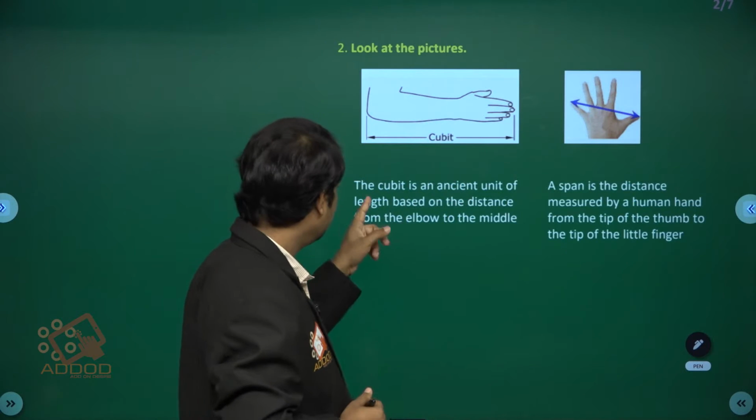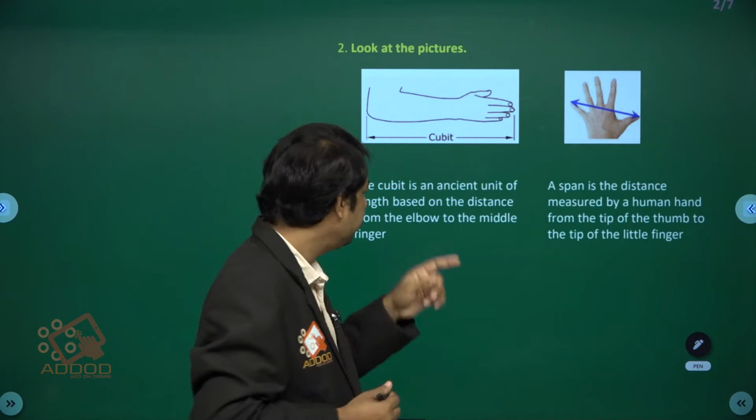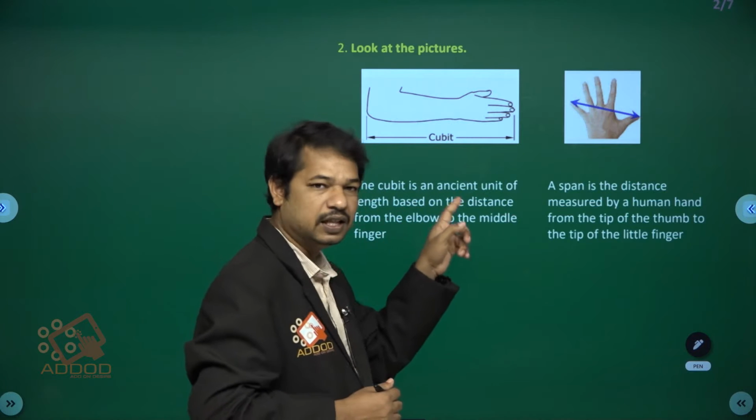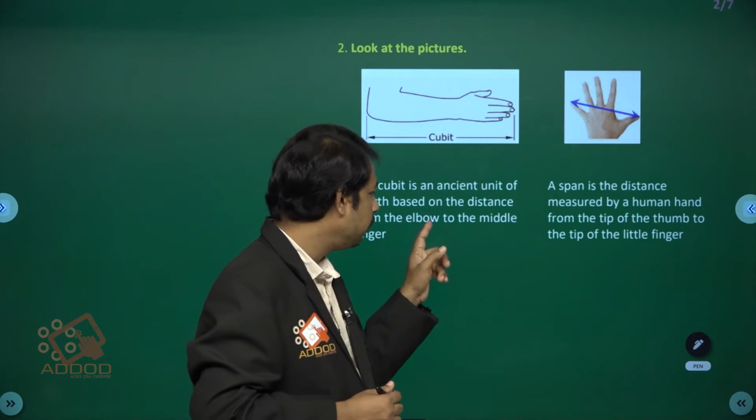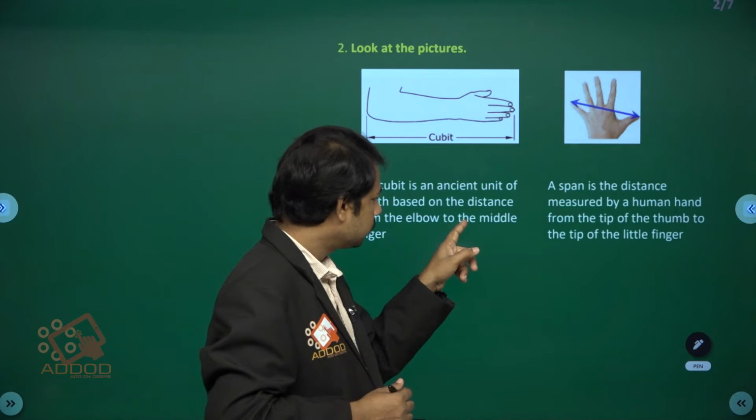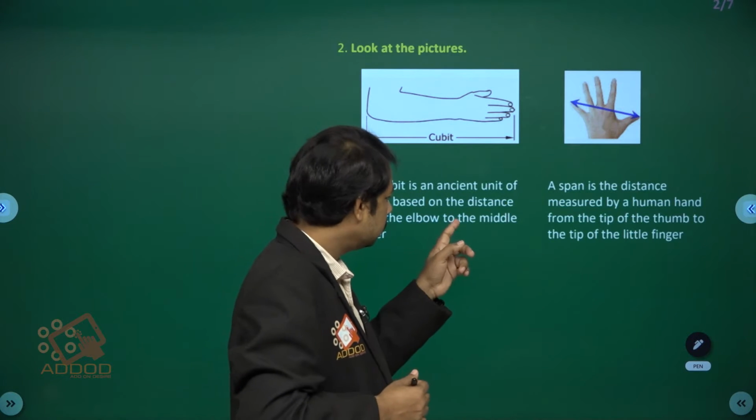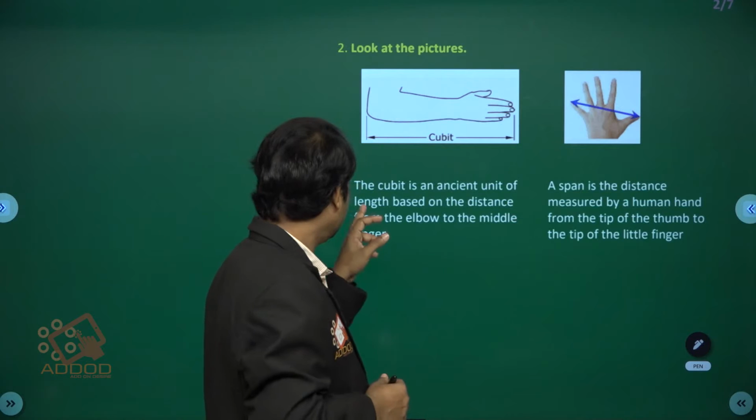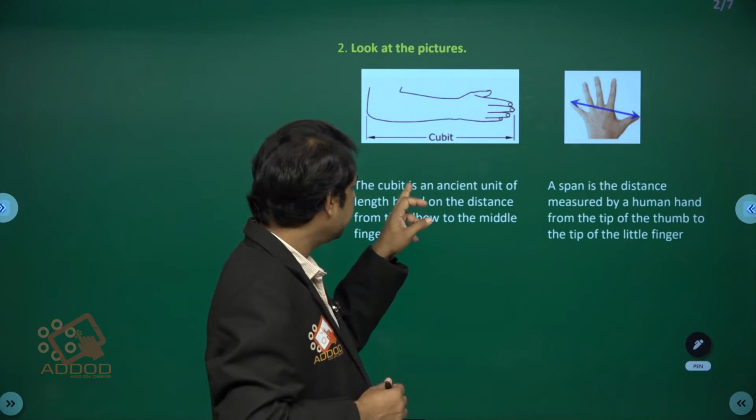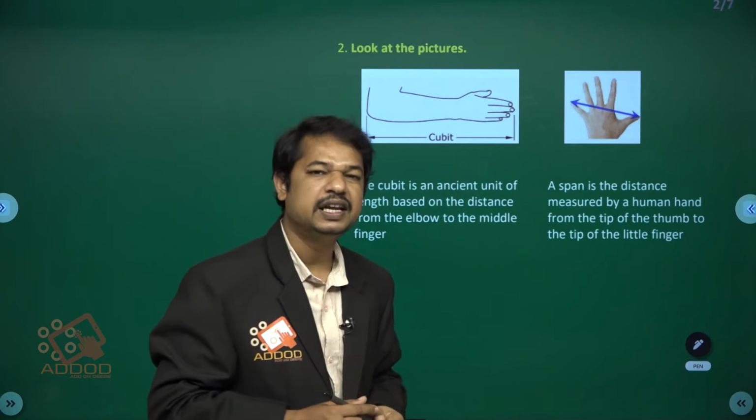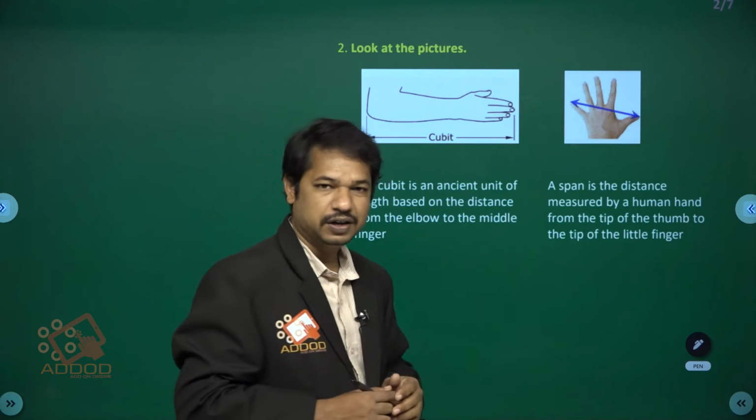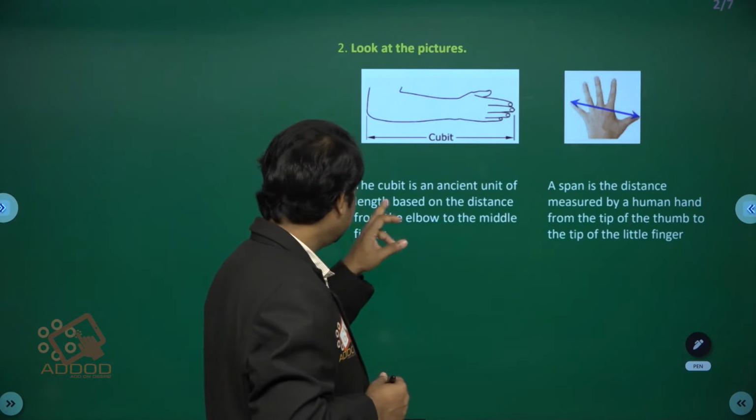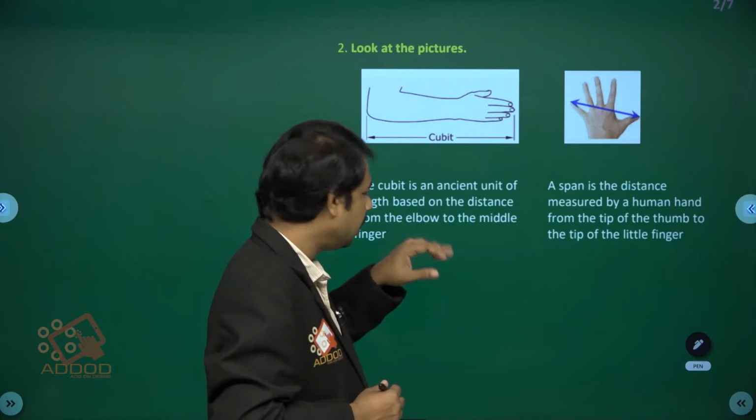look at this picture. The cubit is an ancient unit of length based on the distance from the elbow to the middle finger. See children, the cubit is an ancient unit. Ancient means oldest, very oldest, of length based on the distance from the elbow.